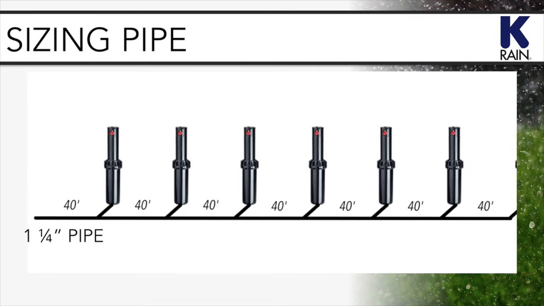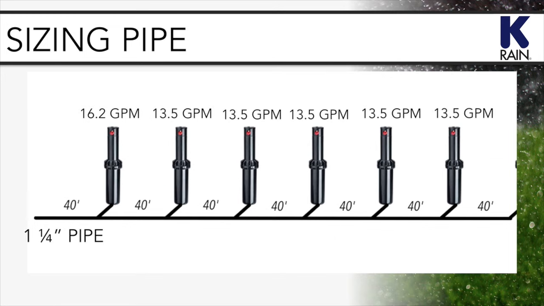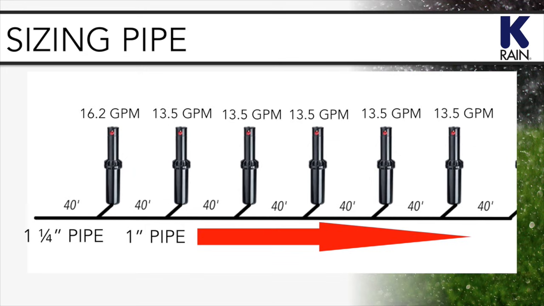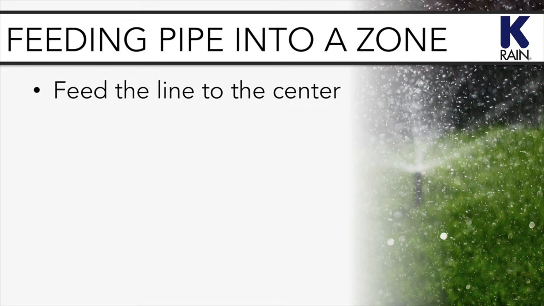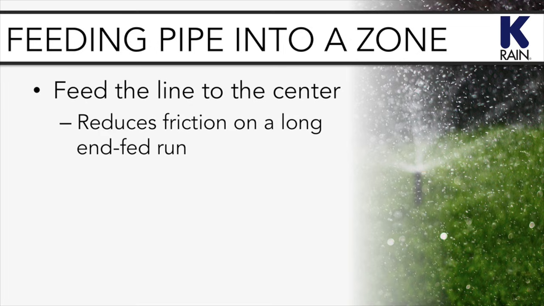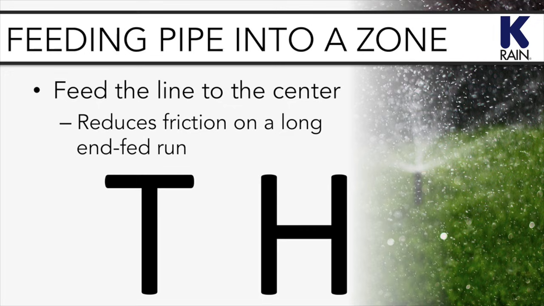It's at the first sprinkler head that 16.2 gallons per minute are flowing through the pipe. After that head takes its 2.7 gallons per minute, the next 5 heads are only using 13.5 gallons per minute, and you're free to step down to 1-inch pipe at that point. When feeding pipe to a zone, it is best to feed the line from the valve to the center of the zone so that there is less friction loss than there would be at the last sprinkler of a long end-fed run. T and H pattern layouts are common in sprinkler design for precisely this reason.